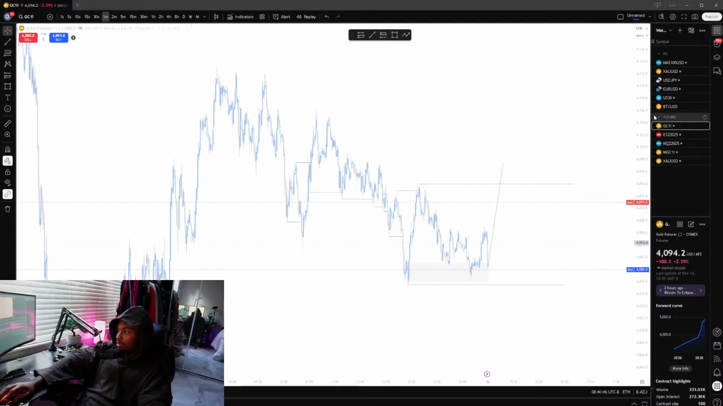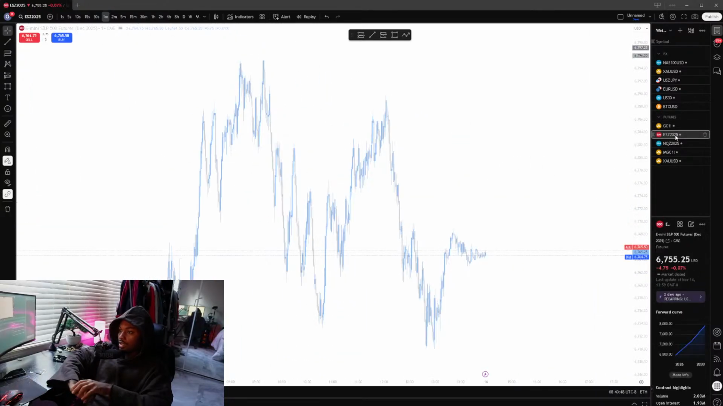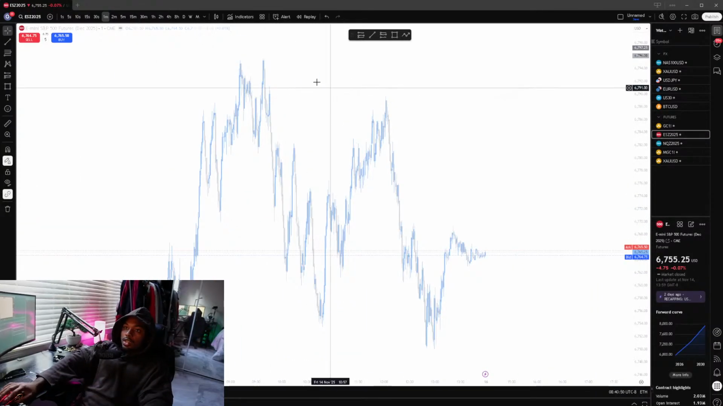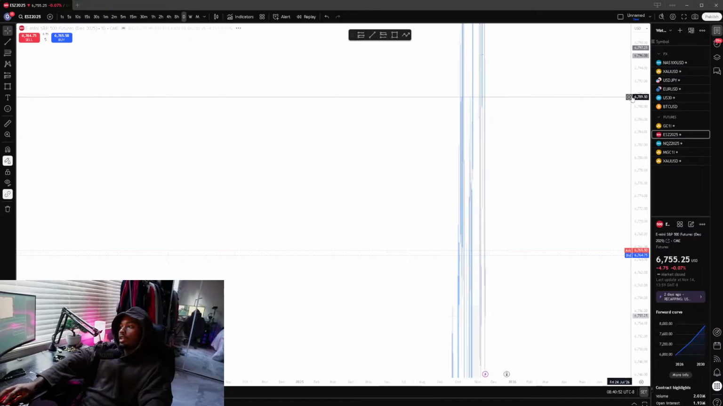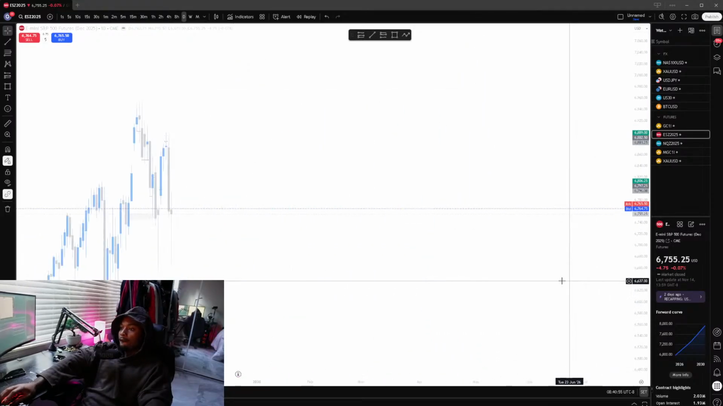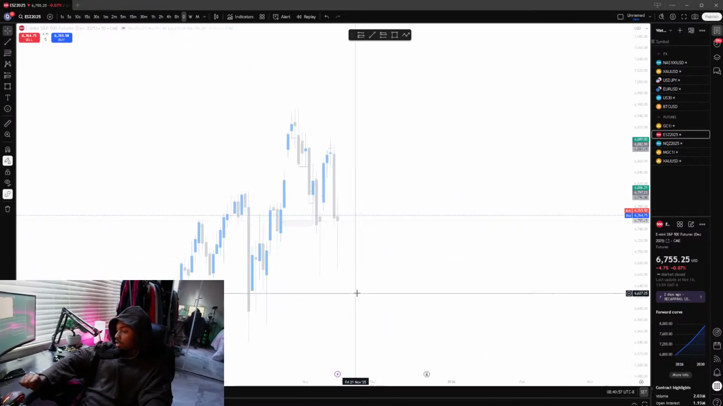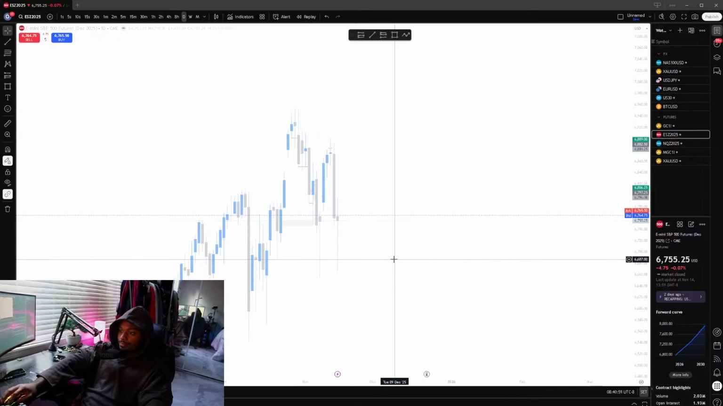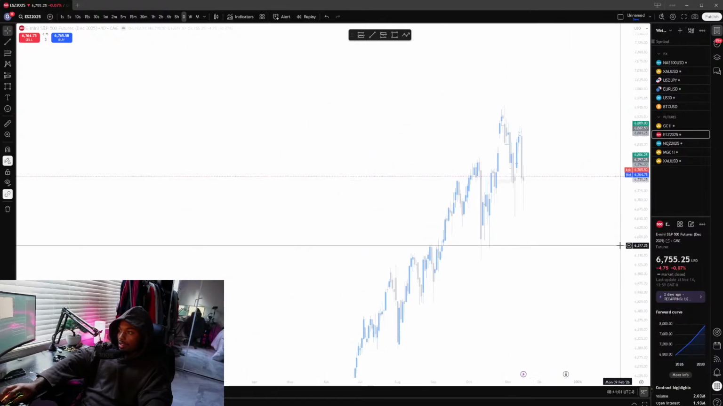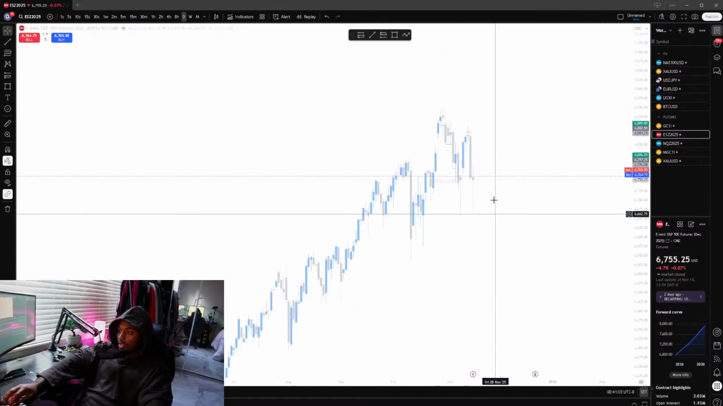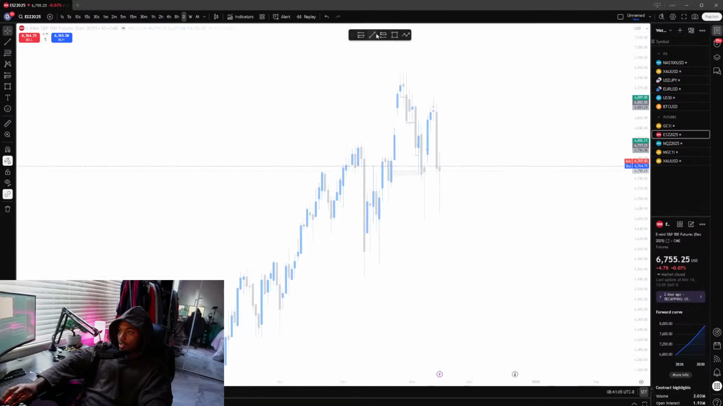Yeah. Now let's do ES. So we'll start with our daily. Just like this. Obviously clearly bullish. I mean, that's not a question. Failing to get below this low, this protected low here.